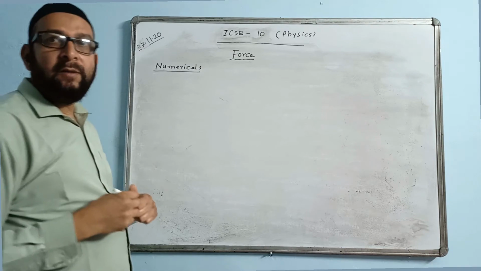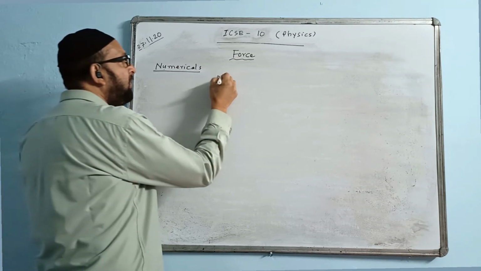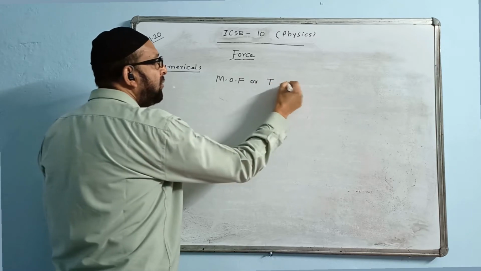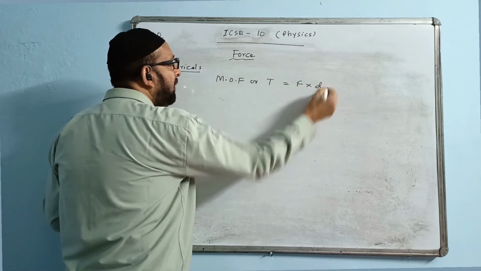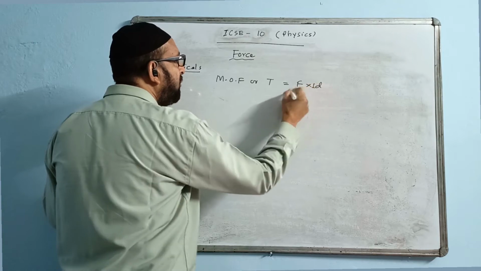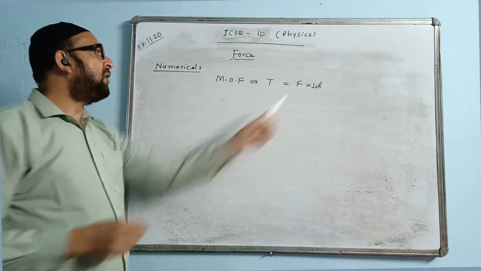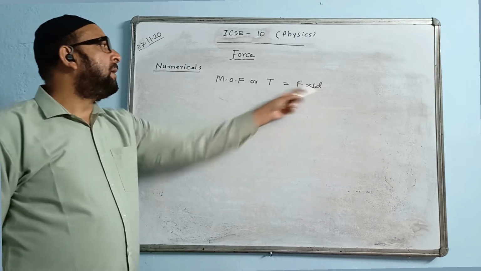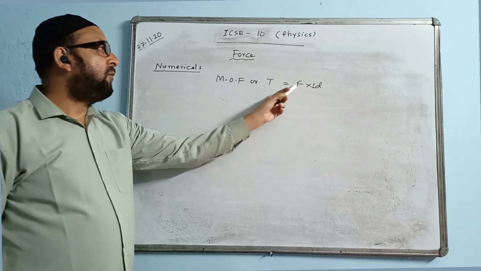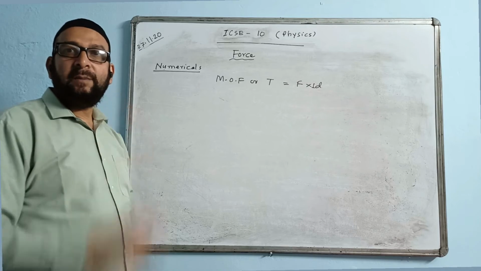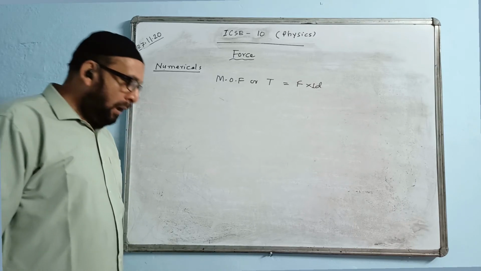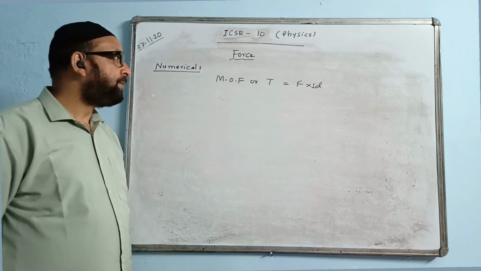For numericals, there will be only one formula. You can write moment of force or torque, denoted by T. Torque formula will be F into D, the perpendicular distance, or just F into D. This is the sign of perpendicular. And the unit will be Newton meter, and force and distance units we can multiply, that unit also we can write. Only one formula is there.